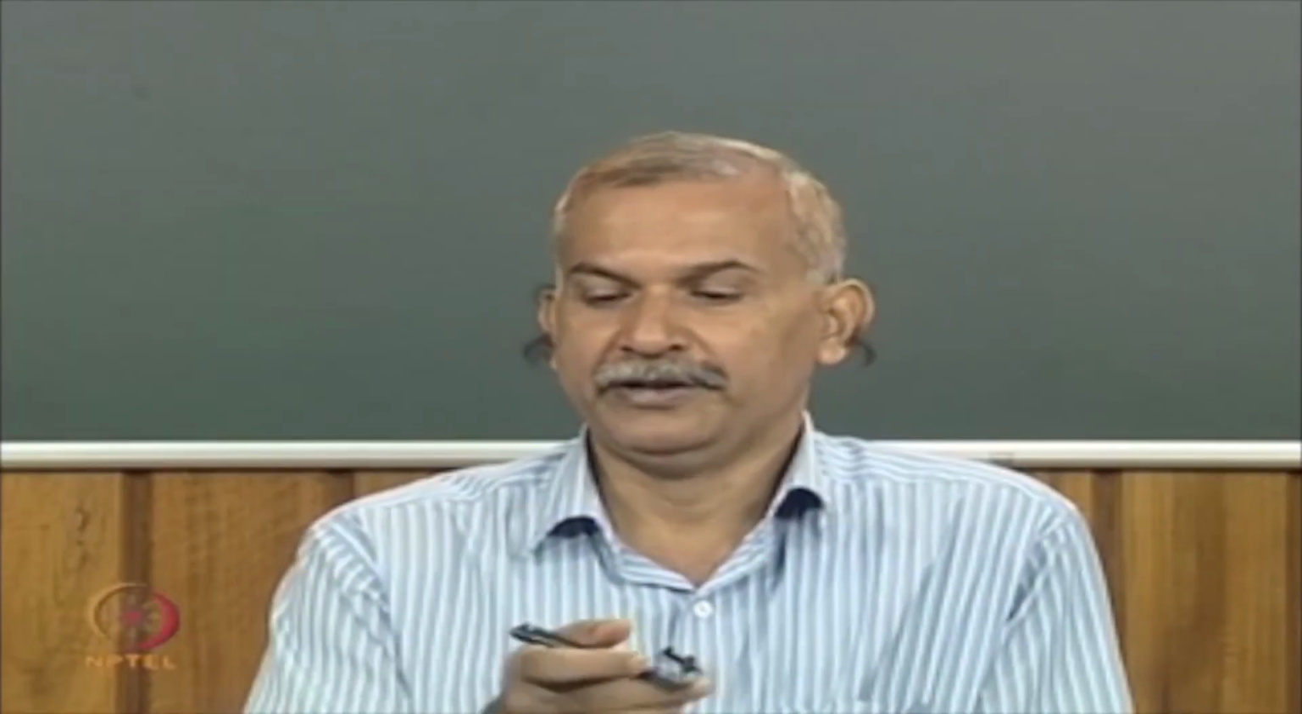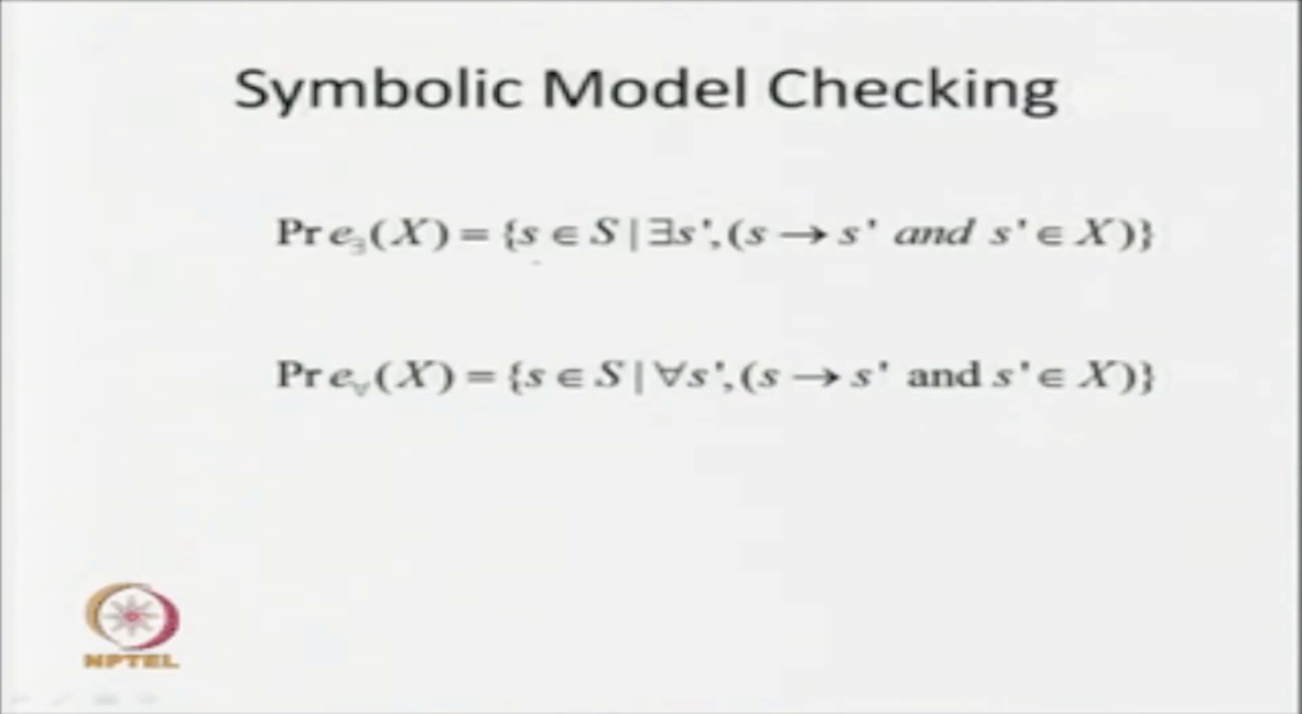Now, in mathematical notation, for pre exists x we collect all those states S such that there exists a state S dash where we have a transition from S to S dash, and S dash belongs to x. And for pre for all x, we collect all states from S, the given entire state space, where for all S dash, if we have a transition from S to S dash, then S dash must belong to x. So, for all means all transitions must go to x, while there exists means at least one transition must go to x. These two operators give me the predecessor states of a given set of states.